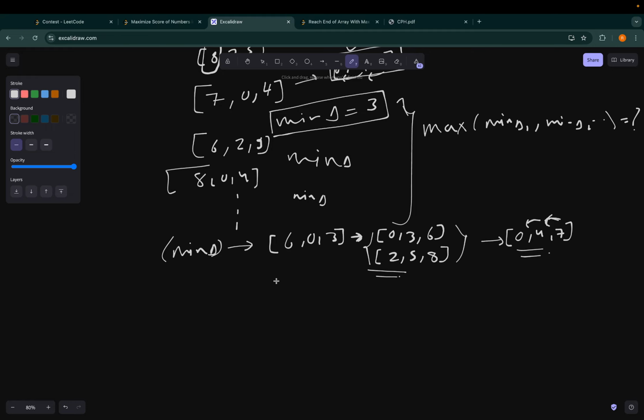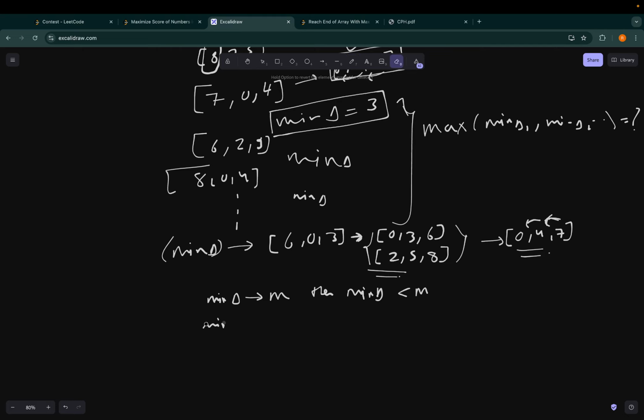Now one thing to notice over here is that if you can get a minimum delta of m, then you can definitely get a minimum delta of less than m.